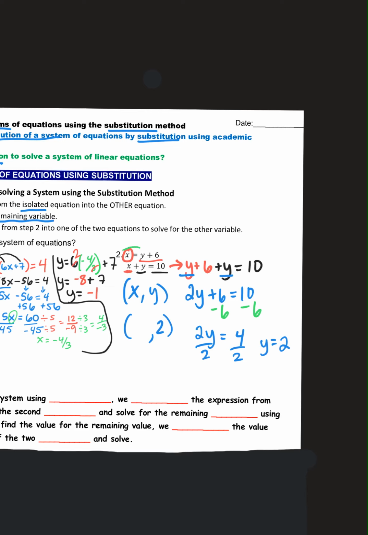So choosing this first equation, I'm going to have x equals, well, what was y? Oh, y was equal to 2. And then plus 6. And then what is 2 plus 6? 8. So x equals 8. So our solution is 8 comma 2.